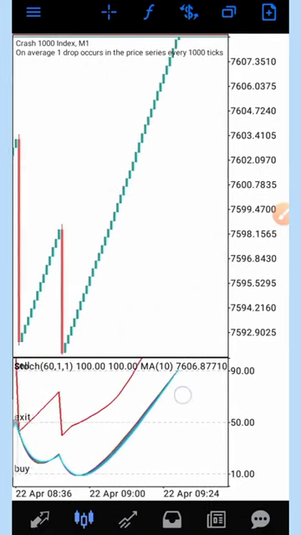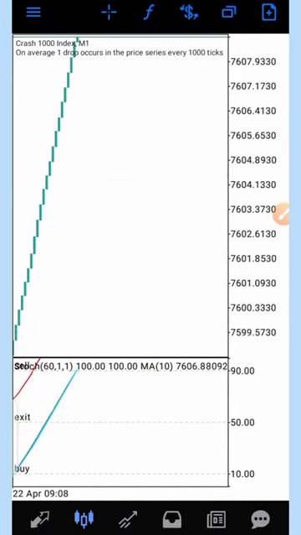So guys, let me quickly drop this strategy, this setup, what made up of this strategy.